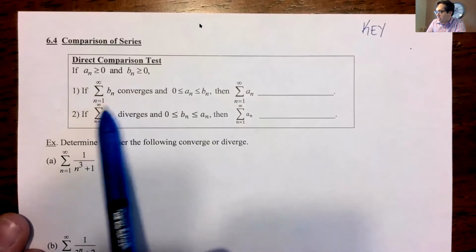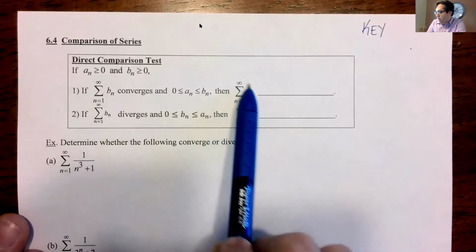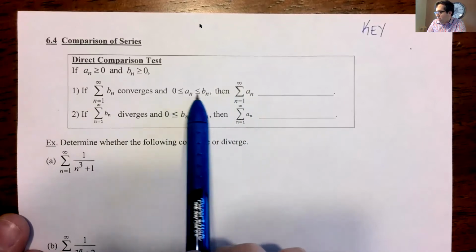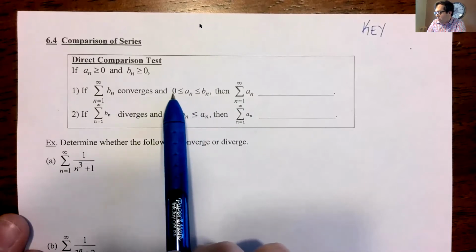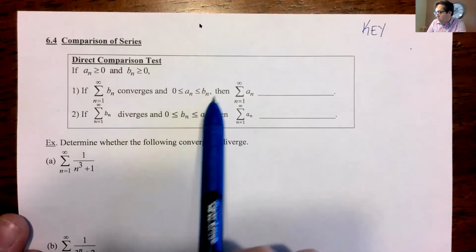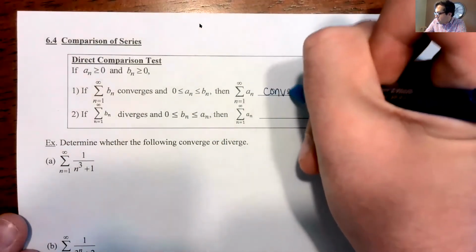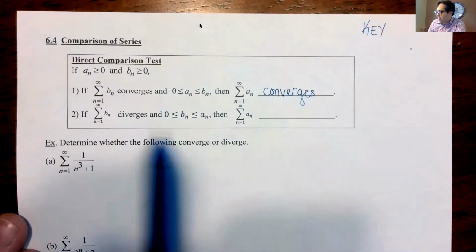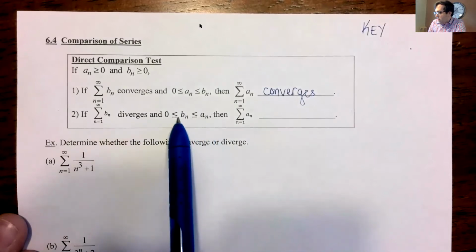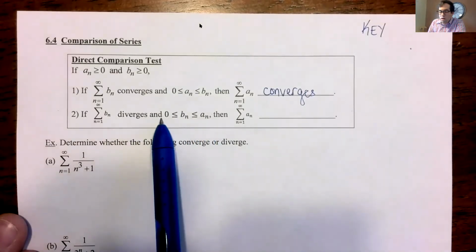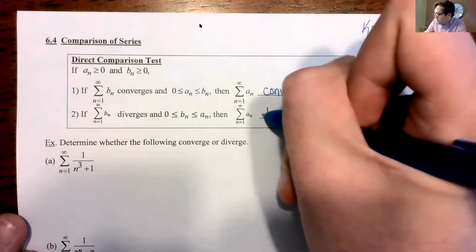If we have some series B sub n that we know converges, and there's some other series, A sub n, where every term in the sequence is greater than 0, but A sub n is always less than or equal to B sub n, then A sub n also converges. And if we have some B sub n that diverges, and A sub n is always bigger than B sub n, which, again, all the terms are positive, then the series A sub n also diverges.